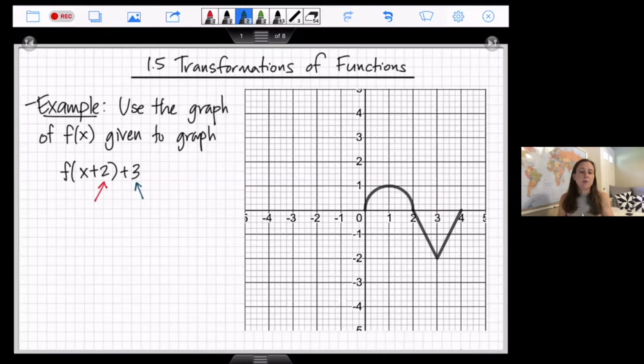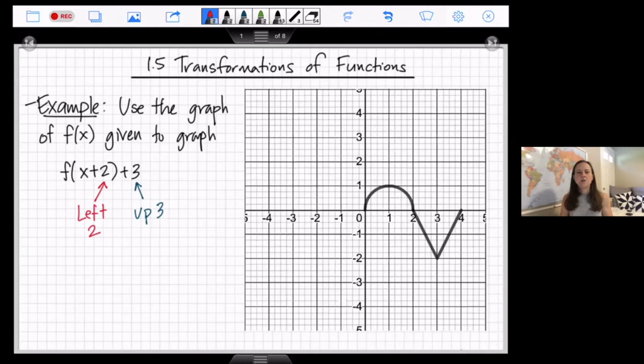Okay, so with the plus 3 on the outside, we know when we add, it's going to go up. So we're going to shift the graph up 3. And then with the plus 2 on the inside, we know the horizontal shift rule goes kind of backwards of our intuition. Plus 2 means that we're going to go to the left 2. All right, so you can do these two transformations in one step. It doesn't matter if you go to the left 2 and then up 3, or if you go up 3 and then to the left 2. You're going to land at the same spot.